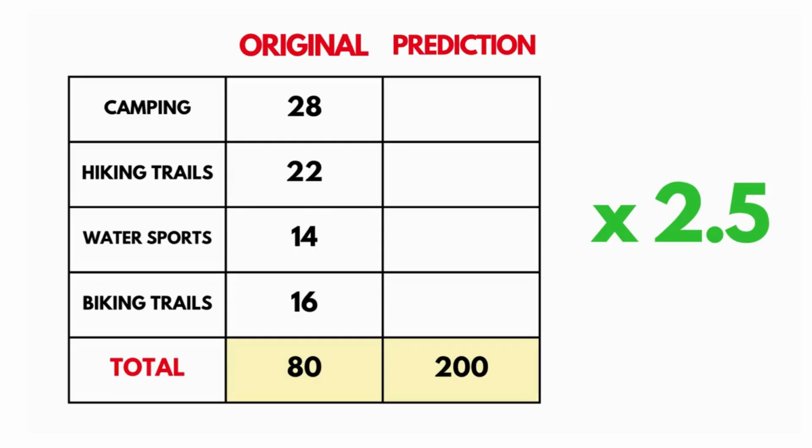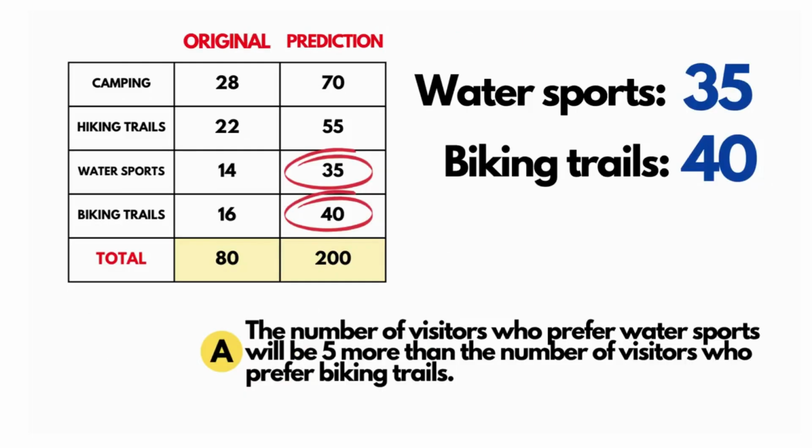So let's apply it to our table and fill out our table. 2.5 times 28 is 70. 2.5 times 22, hiking trails, is 22 plus 22 plus 11, which is 55. 2.5 times 14, water sports, is 35. And 2.5 times 16, biking trails, is 40. And we can always check that by adding them up. Our prediction table should add up to 200 to make sure we did it right. They're easy numbers, so it might be a good idea to check that out.